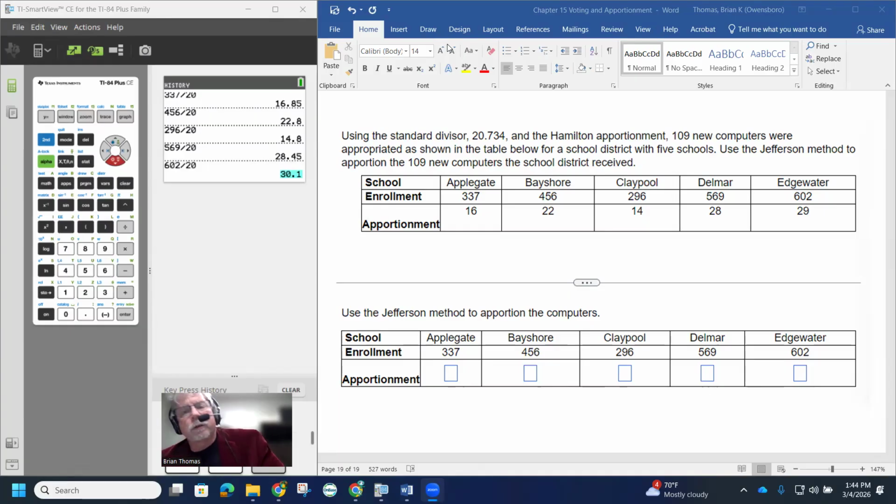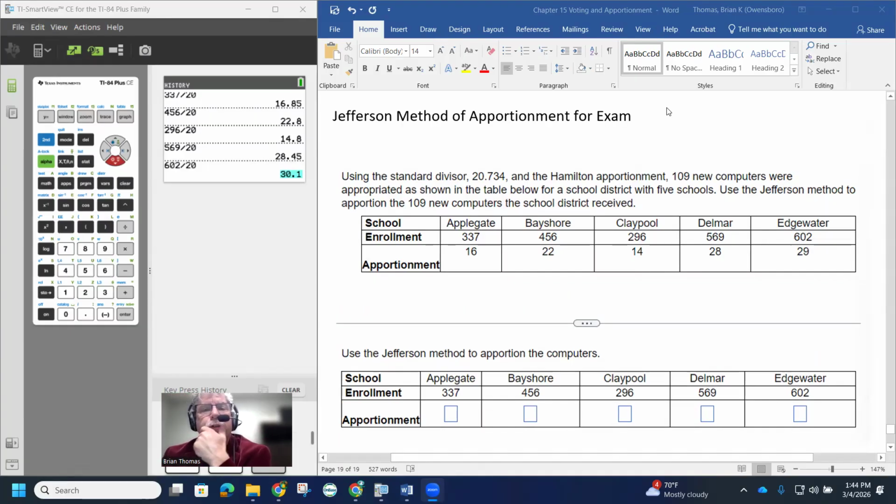So hey there. I want to do a question just for the fun of it for your final exam. The Jefferson method I find is probably one of the trickier things to deal with. So there is a question on your exam that looks something like this.